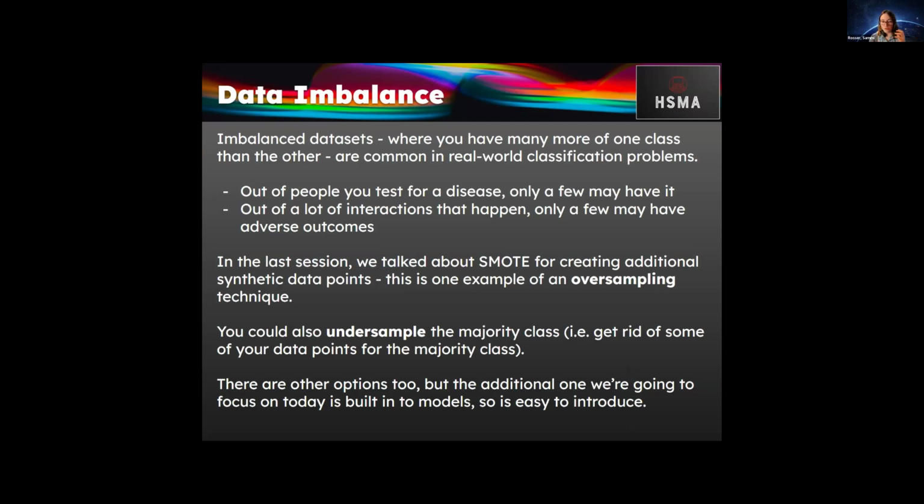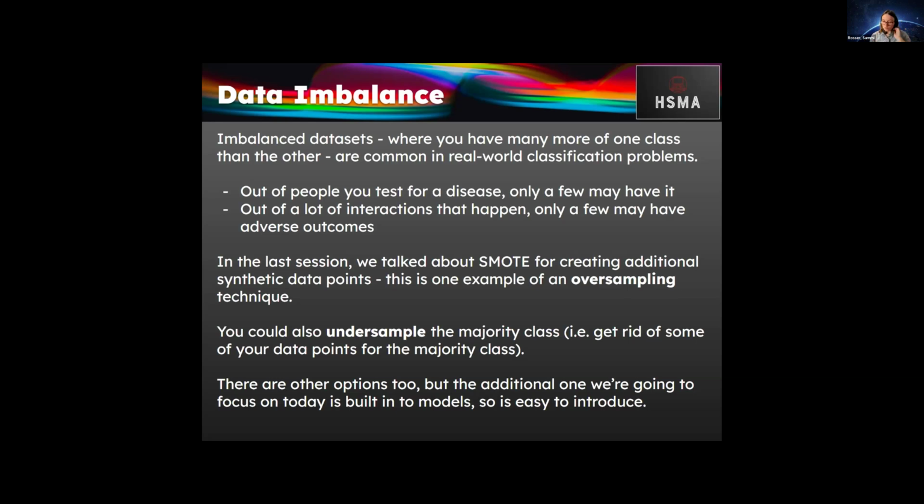So in the last session, we talked about SMOTE for creating additional synthetic data points. And this is one example of an oversampling technique. You could also do something called undersampling, so you could just get rid of some of your majority class points. You can just chuck them out of your data set, not use them for training, so the imbalance isn't as bad.